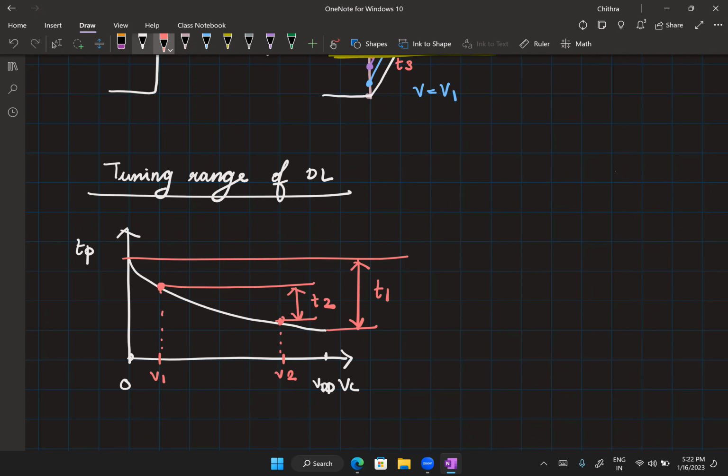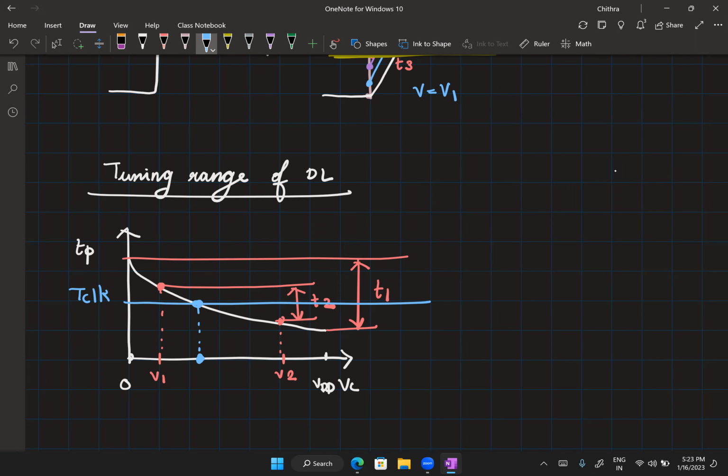Now, if the clock of interest is some T clock, and ideally we are trying to lock this delay line to one clock period, that means your corresponding control node voltage will be a value like this. So you have to make sure that the locking point that you want, in our case it is one clock period, should lie on this curve.